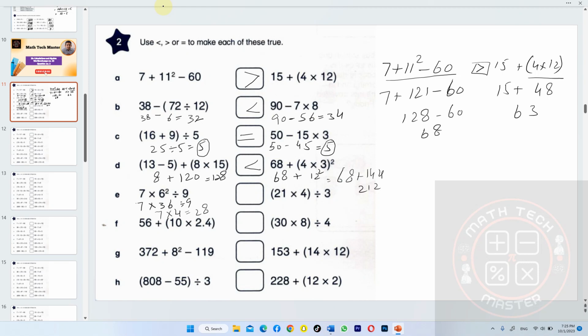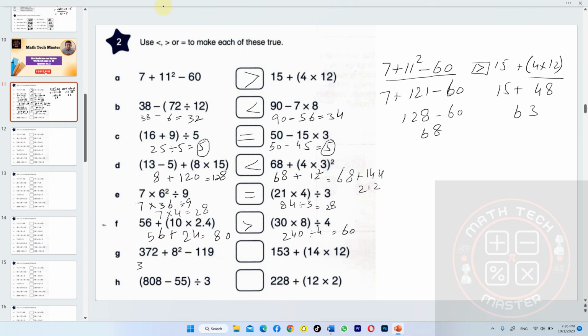Same is the case if I multiply 21 into 4, it will be 84 divided by 3, which is equal to 28. So these two numbers are equal. As easy as it is. So 56 plus, we will solve the bracket area, it is 2.4, so multiply by 10, it will be 24. So we can get the answer as 80. Same is the case if we multiply it, 240 divided by 4, which will be equal to 60. So 80 is greater than 60. So we will put the greater than sign.